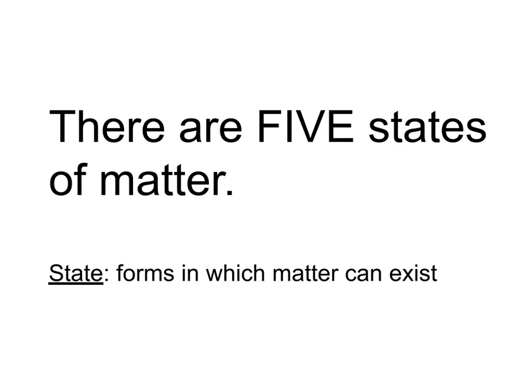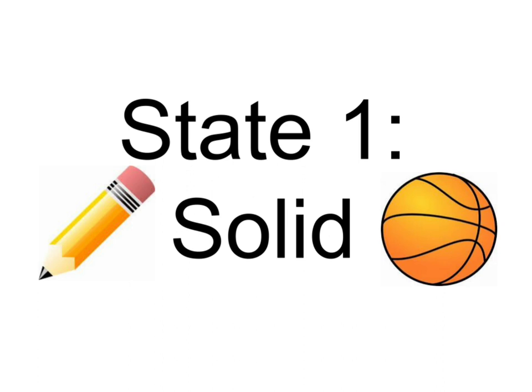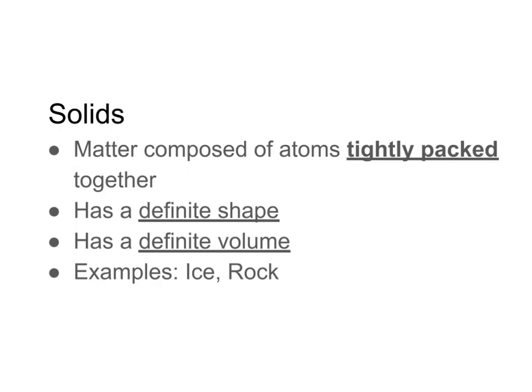Now, matter can be divided into 5 different states. When we say state in this situation, we mean the form in which it can exist. The first state of matter is a solid, and this might start to sound familiar to you. You might be like, oh my gosh, I learned about this in elementary school. We're going to go a little deeper today.